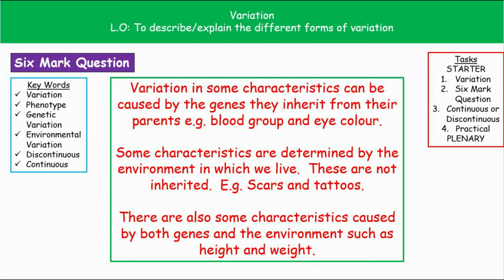So that's where you're looking at that you've said that these are caused by genes only and some are caused by the environment only, and you've given one example. So you could have said genes, e.g. blood group. So that's your 4.